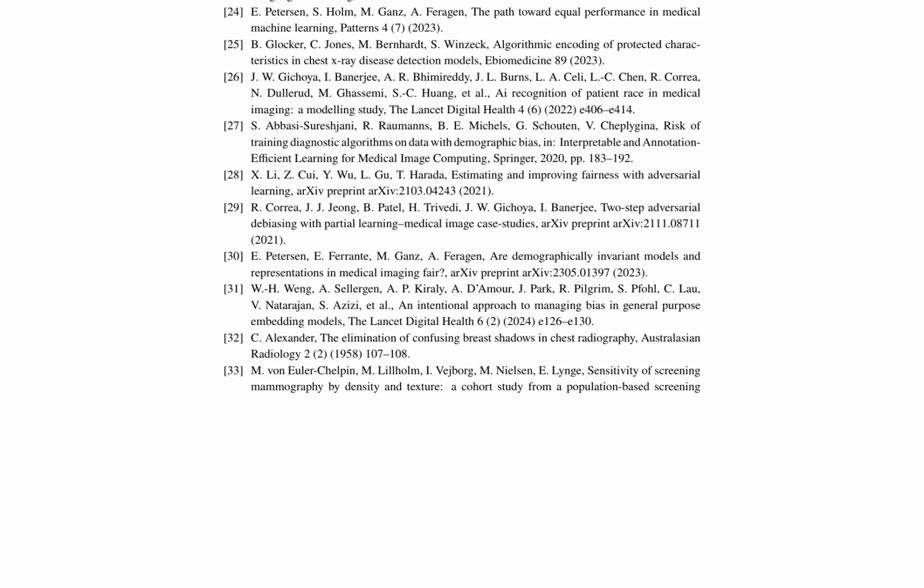The concept of leveling down in fairness, which can lead to Pareto inefficiencies in fair deep classifiers, is discussed, highlighting the need for nuanced fairness definitions. The role of protected characteristics in chest X-ray disease detection models is examined, and the potential benefits of algorithmic encoding in mitigating bias are explored. Adversarial learning is also proposed as a means to estimate and improve fairness in medical image computing. By addressing these challenges, the development of more accurate, reliable, and fair diagnostic algorithms can be achieved, ultimately benefiting patients of all demographic backgrounds.